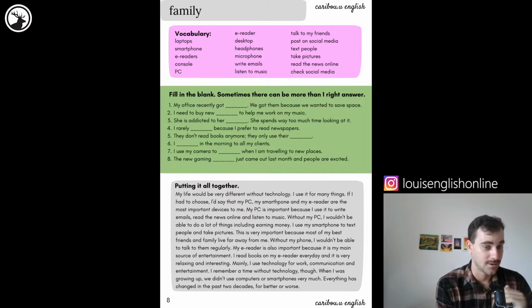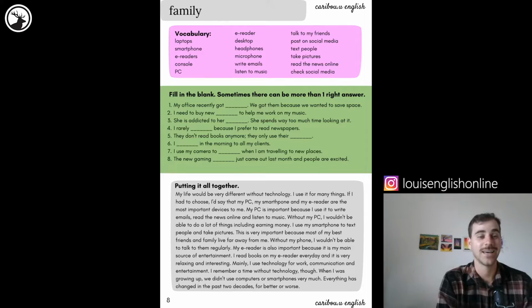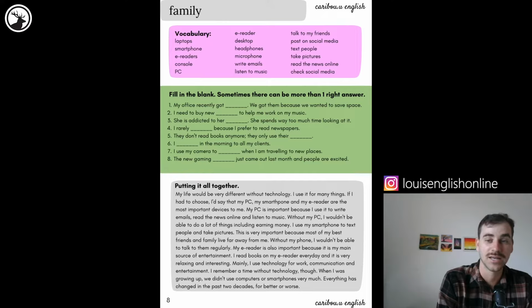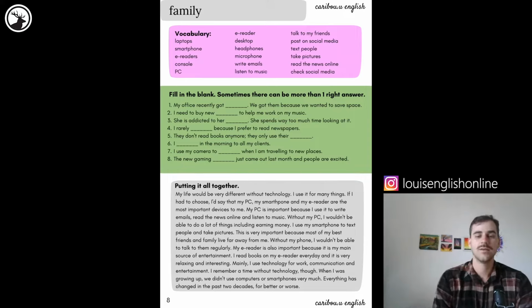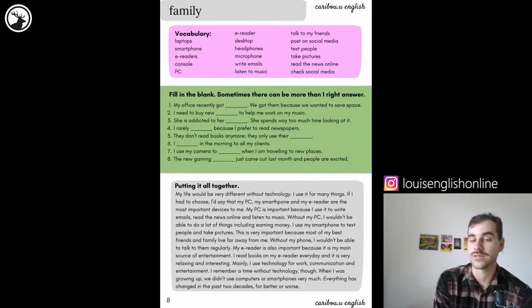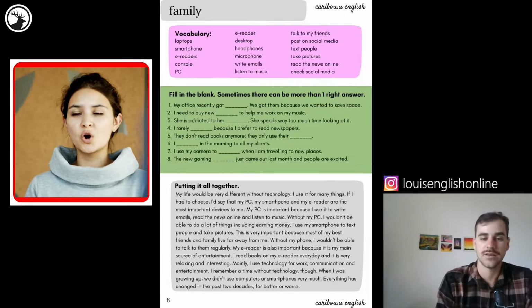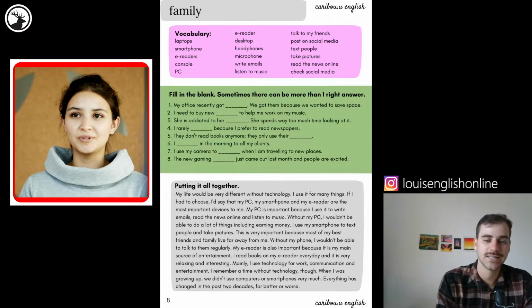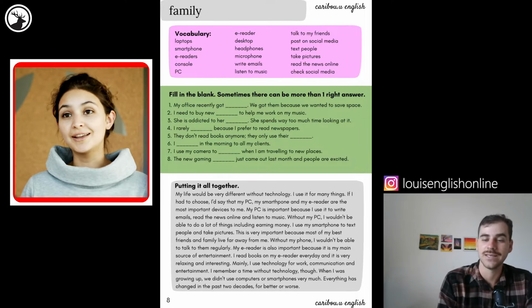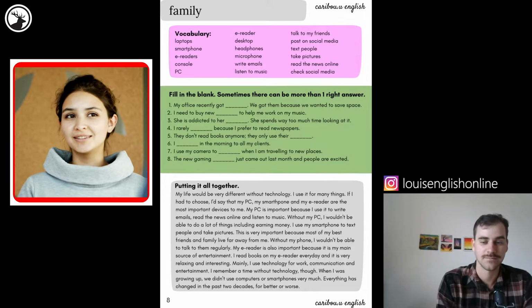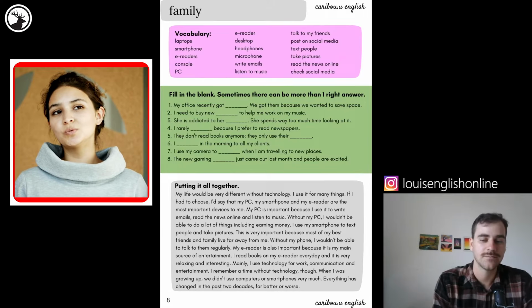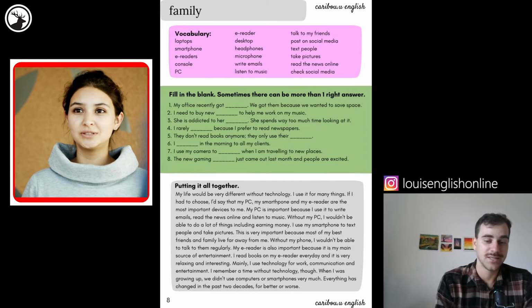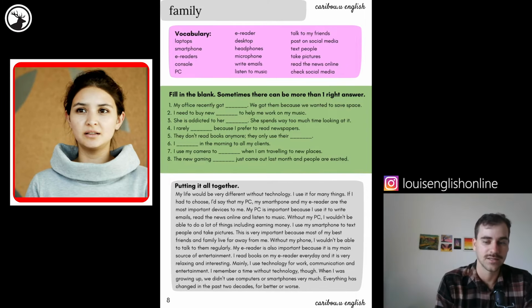Okay, putting it all together, you should be able to talk at length about technology by using the sentences and vocabulary we just learned. So I will read this for you now. My life would be very different without technology. I use it for many things. If I had to choose, I'd say that my PC, my smartphone, and my e-reader are the most important devices to me. My PC is important because I use it to write emails, read the news online, and listen to music. Without my PC, I wouldn't be able to do a lot of things, including earning money.